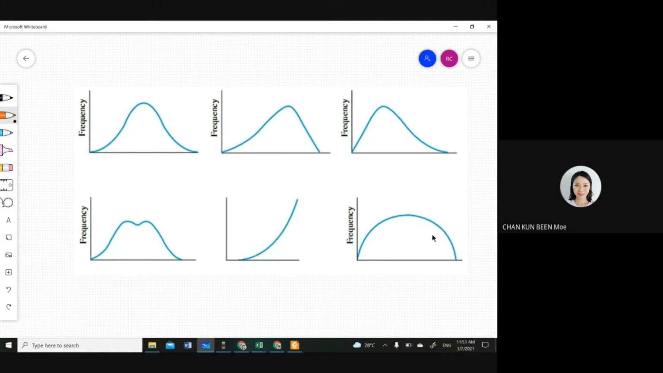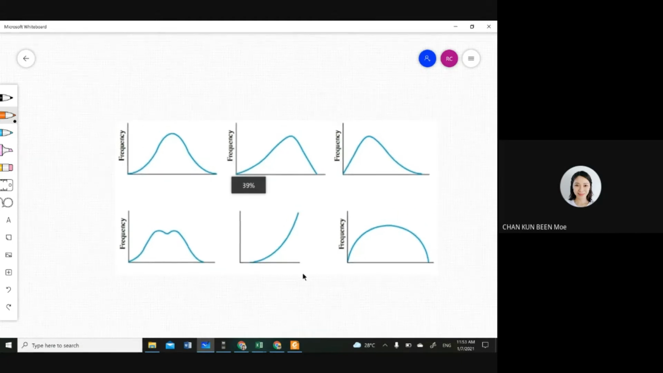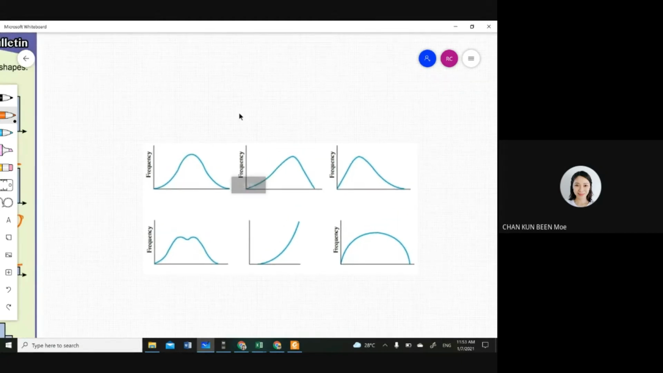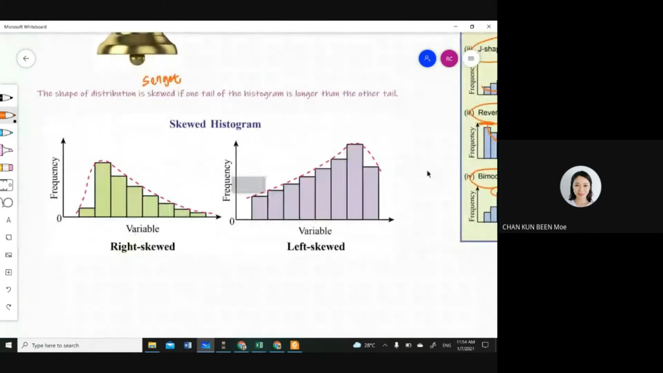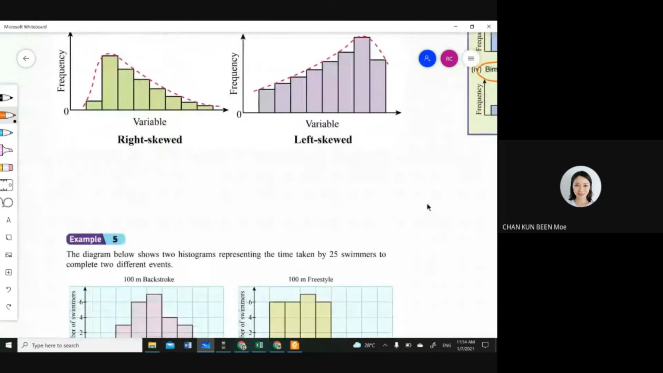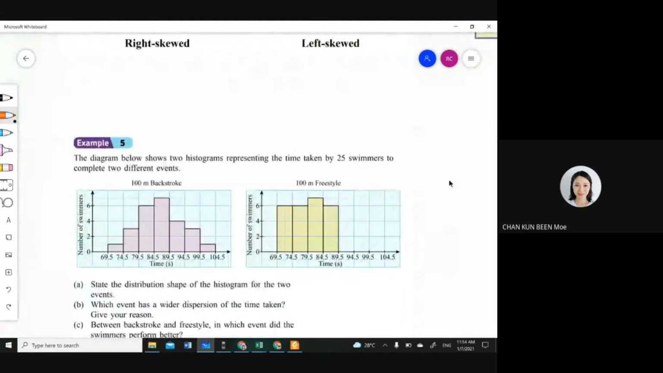This is extra actually. We learned the U shape, right? This is the reverse U shape. Okay, now I move on. So you know how to identify the skewed and also the symmetry histogram. There are only two categories, the skewed and also the symmetry. Now we look at example 5.